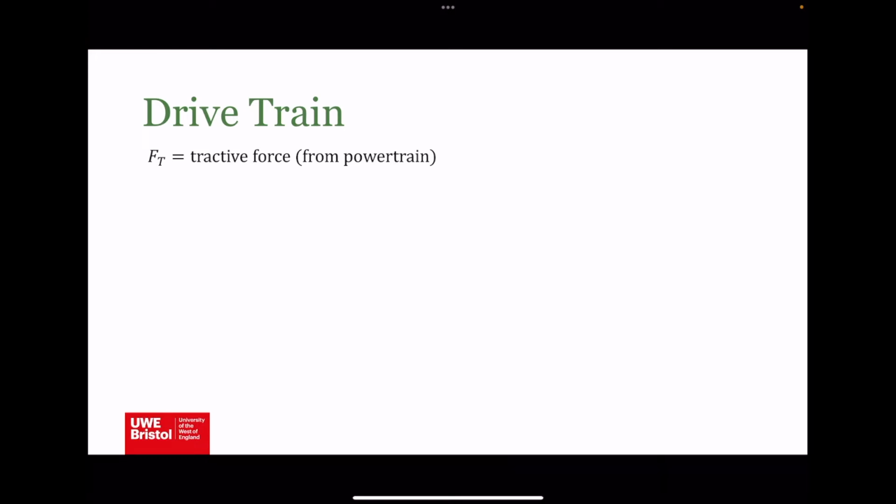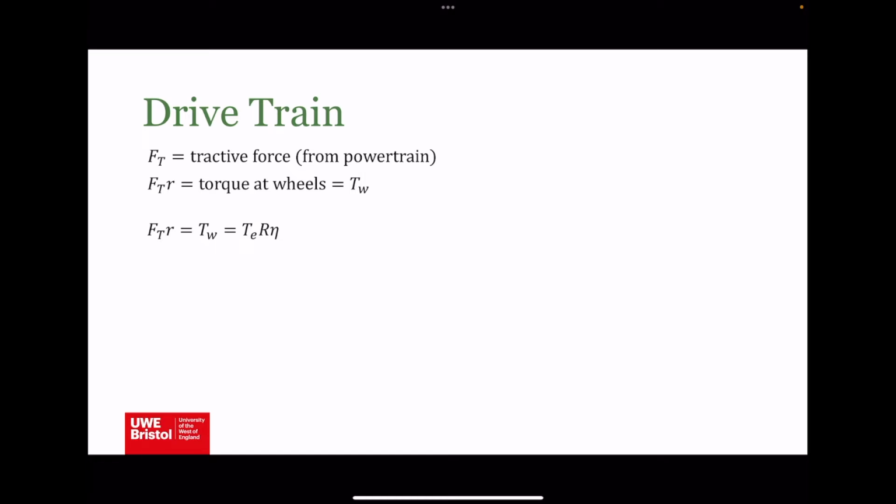In terms of the tractive force at the wheels, we call that FT, the tractive force. If you want to work out the torque at the wheels, you take your tractive force and multiply it by the radius of the wheel. We call that torque at the wheel, TW. And torque at the wheel has to equal the torque created by the engine, times the gear ratio, times the efficiency of the drivetrain. So you can see things are starting to be related together.